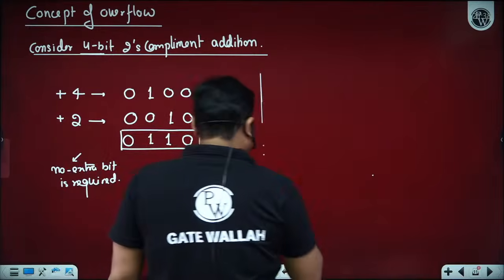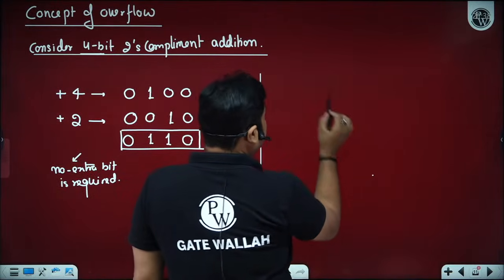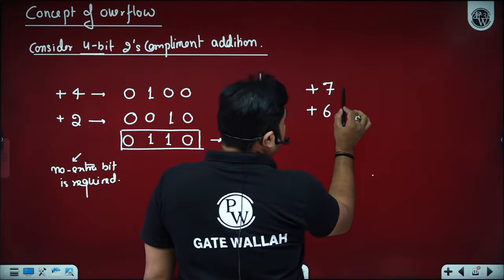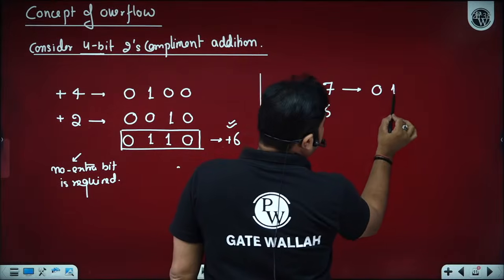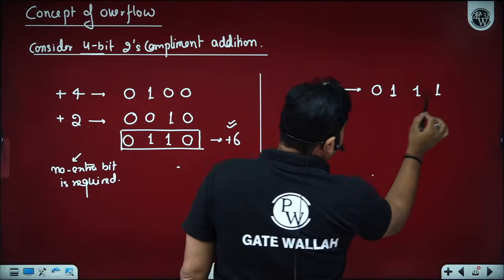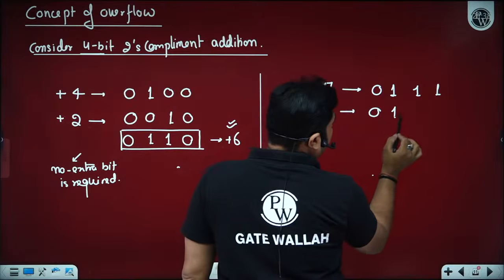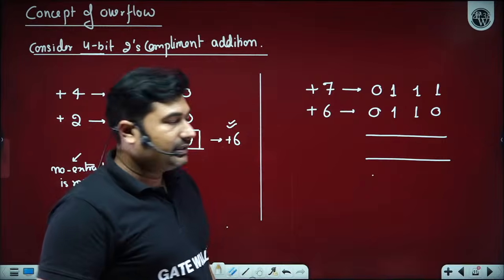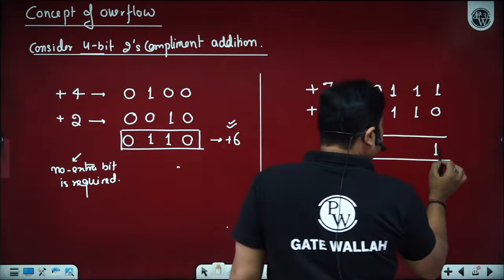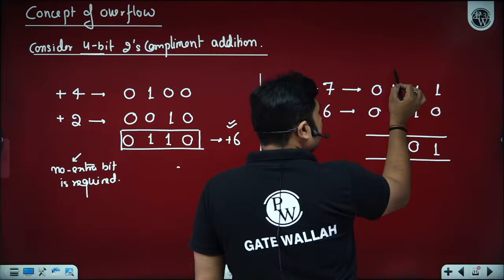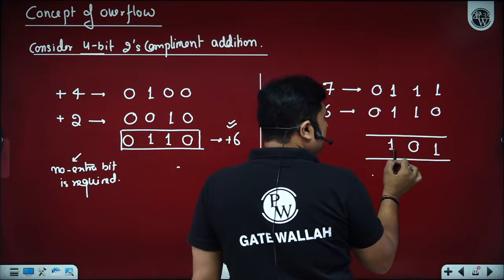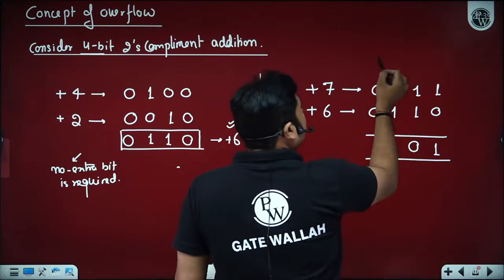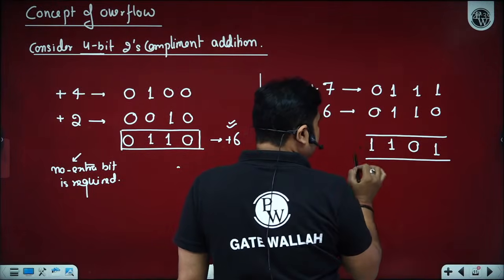Let me show you once again. Suppose we want to add plus 7 and plus 6. Plus 7 in 2's complement is 0111, and plus 6 is 0110. When we add them, this will become 1, 1, 0, carry over 1. Triple 1 means 1 with carry over 1; we have all observed the full adder. Is it okay? Yes, sir.